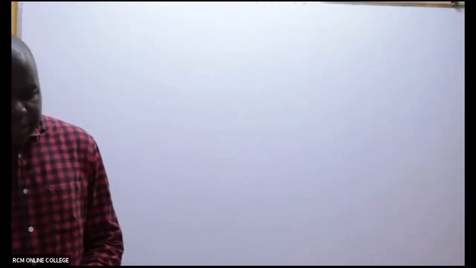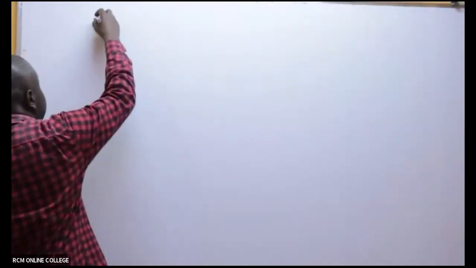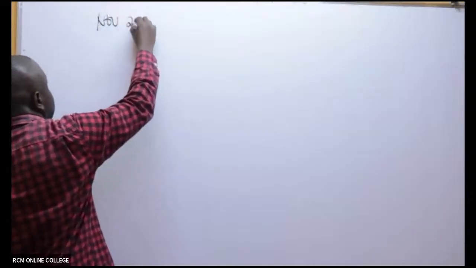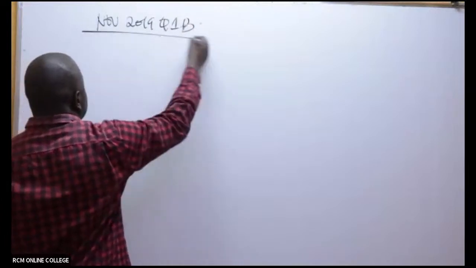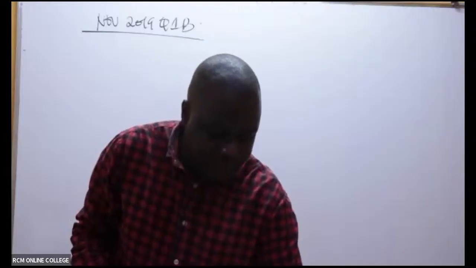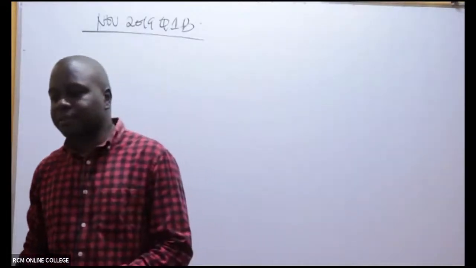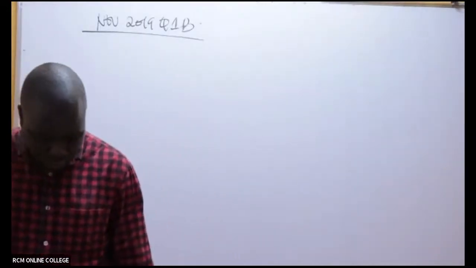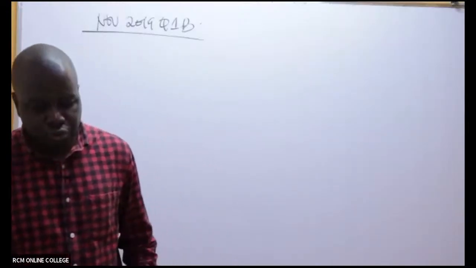So November 2019, question number 1B. It says, Chanda, Pete and Tender have been partners in a business for many years, sharing profits and losses in the ratio of 2 to 2 to 1 respectively. If you are in an exam room, you are far better off if you underline that sharing ratio.